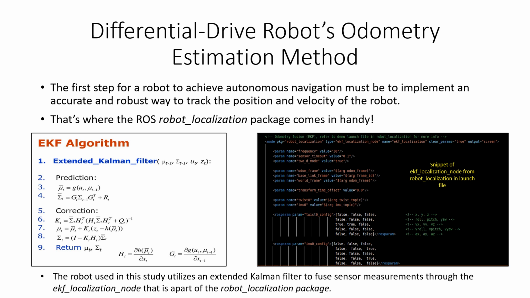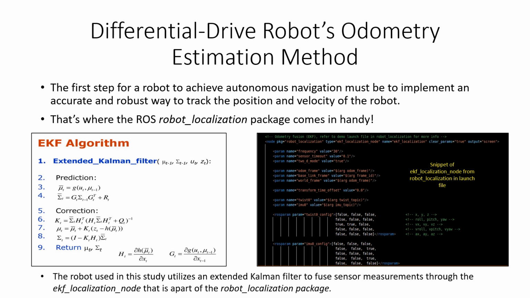So now that we have talked about how exactly the robot operates and gone a little bit into the kinematics of the robot, we can now talk about the required steps needed for the robot to achieve autonomous navigation. The first and arguably most important aspect of that is to find a way of accurately and robustly tracking the position and velocity of the robot at any given point in time. And that is where the ROS robot localization package comes in handy. The ROS robot localization package contains common filter algorithms for both the extended Kalman filter and the unscented Kalman filter.